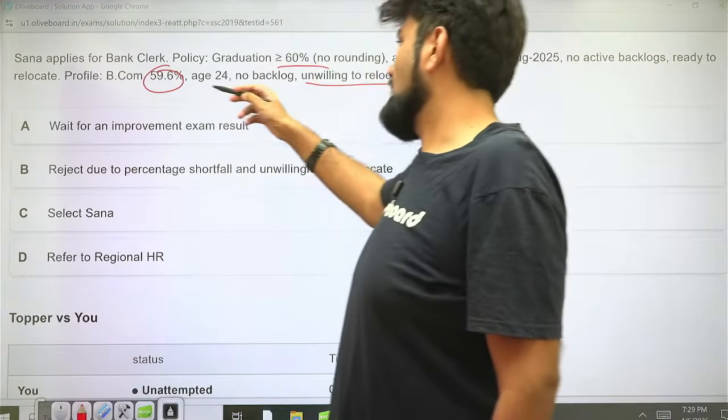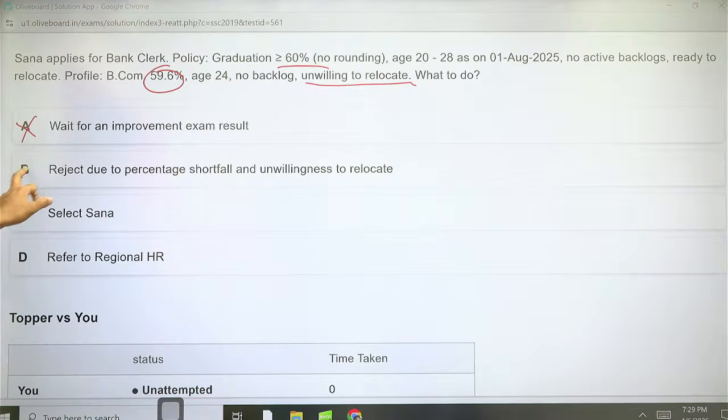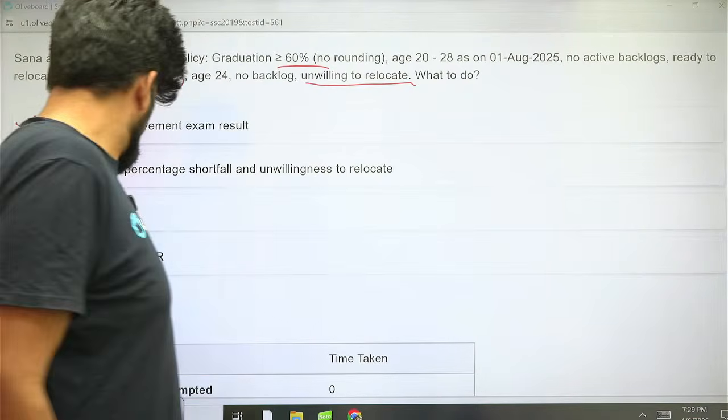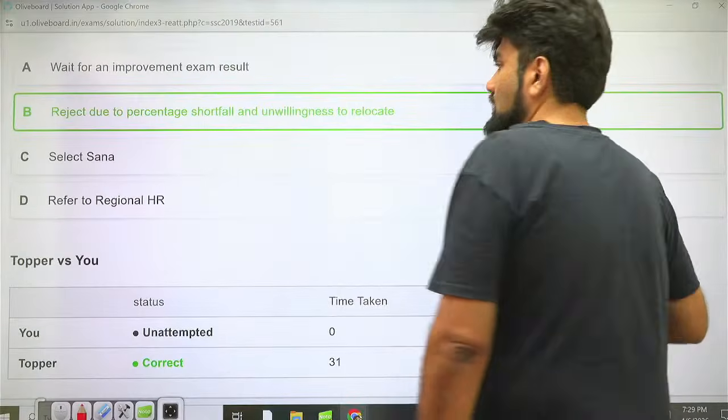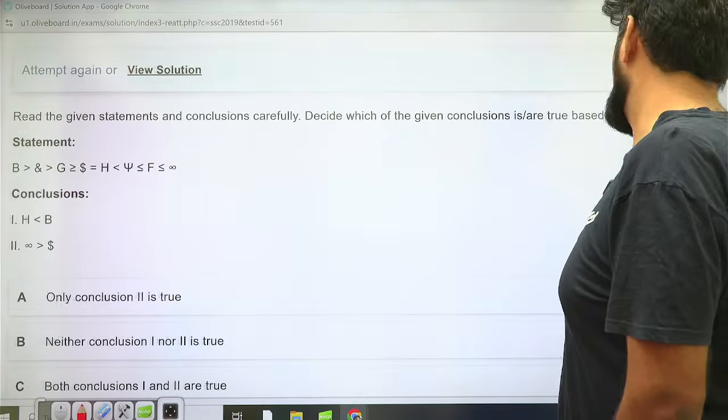So what will be done now? Wait for an improved exam result. There is nothing of this sort mentioned. She will reject due to percentage shortfall and unwillingness to relocate. Okay, nothing else is mentioned. What else can you do? Can't do anything from your own will. 31 seconds. Simple decision making question.